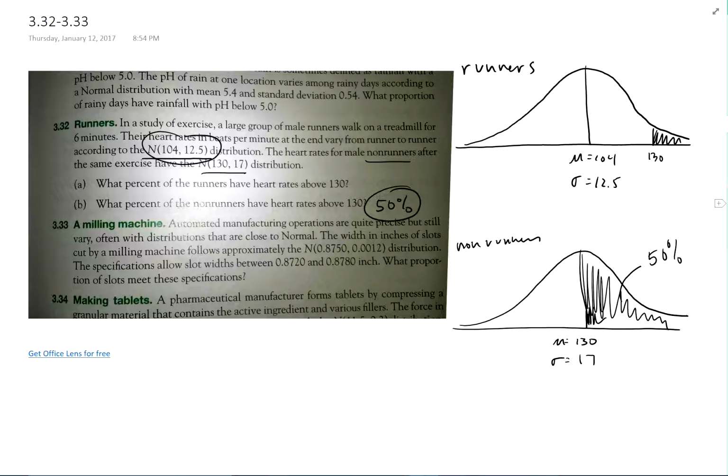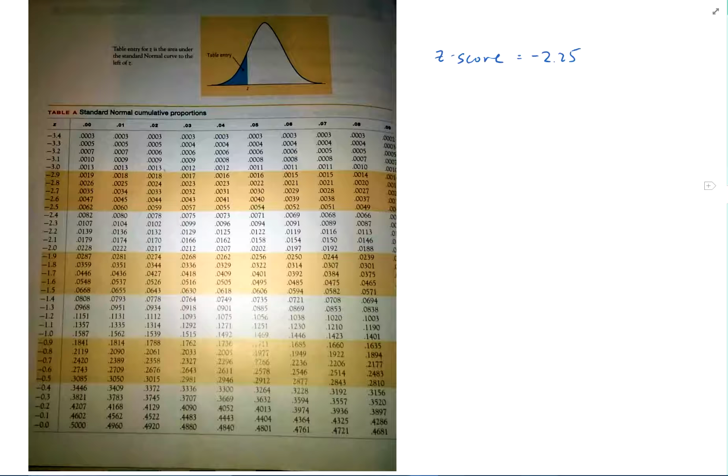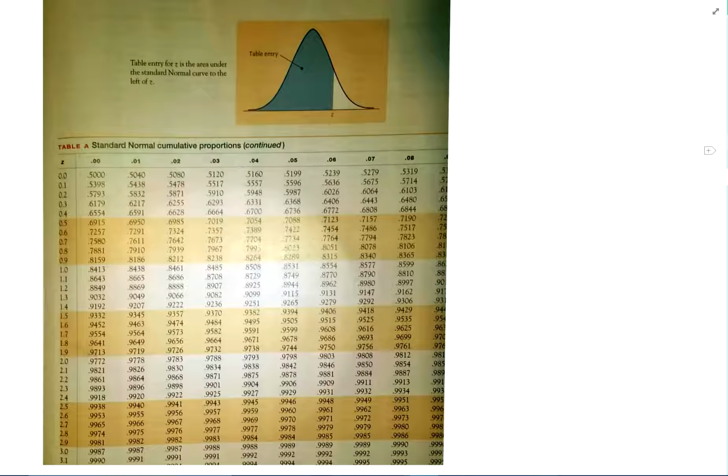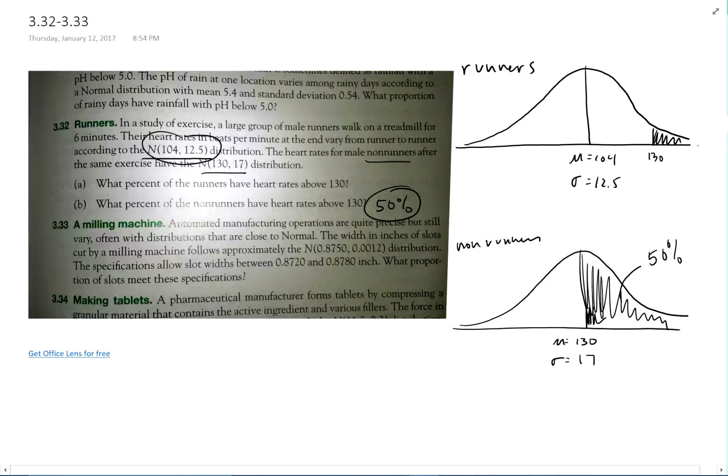Now for the runners, in order for me to look this up on the table, I can't look up 130 on the table here or here, right? I have to find the z-score. How many standard deviations am I away? Well, it's 130 minus 104 over 12.5. That's 2.08.